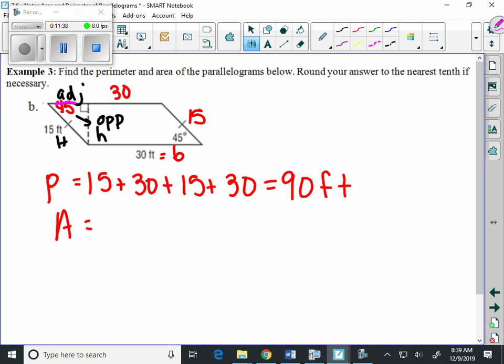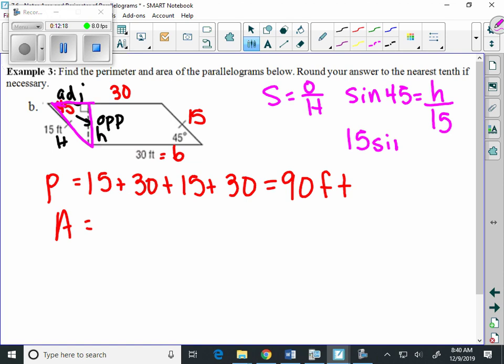Just looking at this triangle here. If we want to find the area, we want to find the opposite. We know the hypotenuse. And if you think back, the relationship that we're going to have to use is the sine. Again, we want to know the opposite. We know the hypotenuse. So this is going to be sine of 45 equals h, or whatever letter you want to call it, divided by 15. And then we're going to do 15 times the sine of 45 equals h.